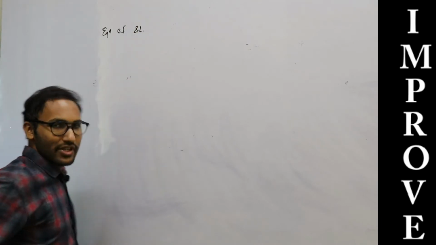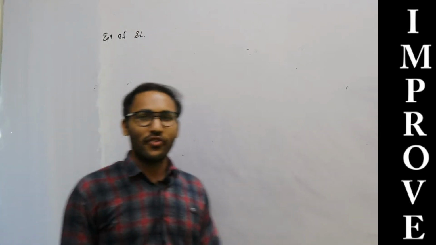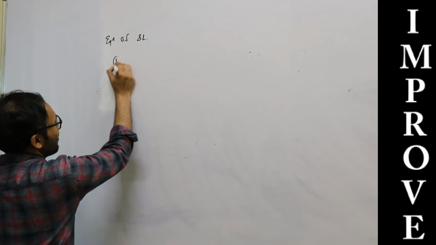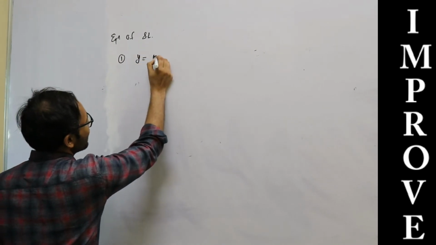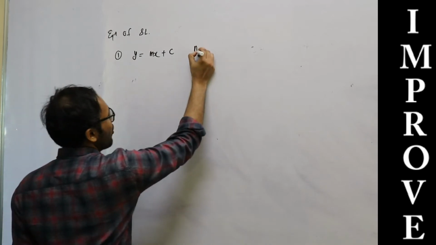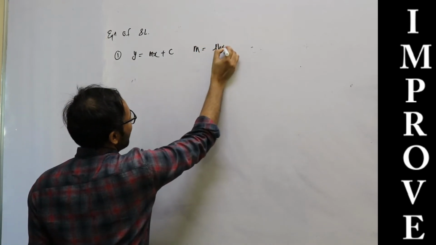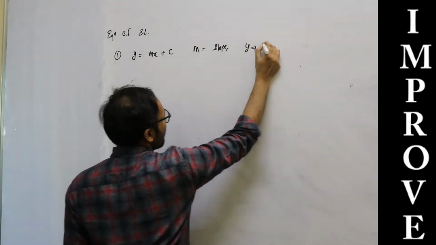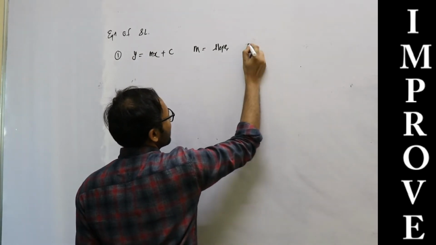So there are some ways to find the equation of the straight line. First of all, we will understand number 1 is y is equal to mx plus c, which is slope intercept form. Here m is slope and c is y intercept.